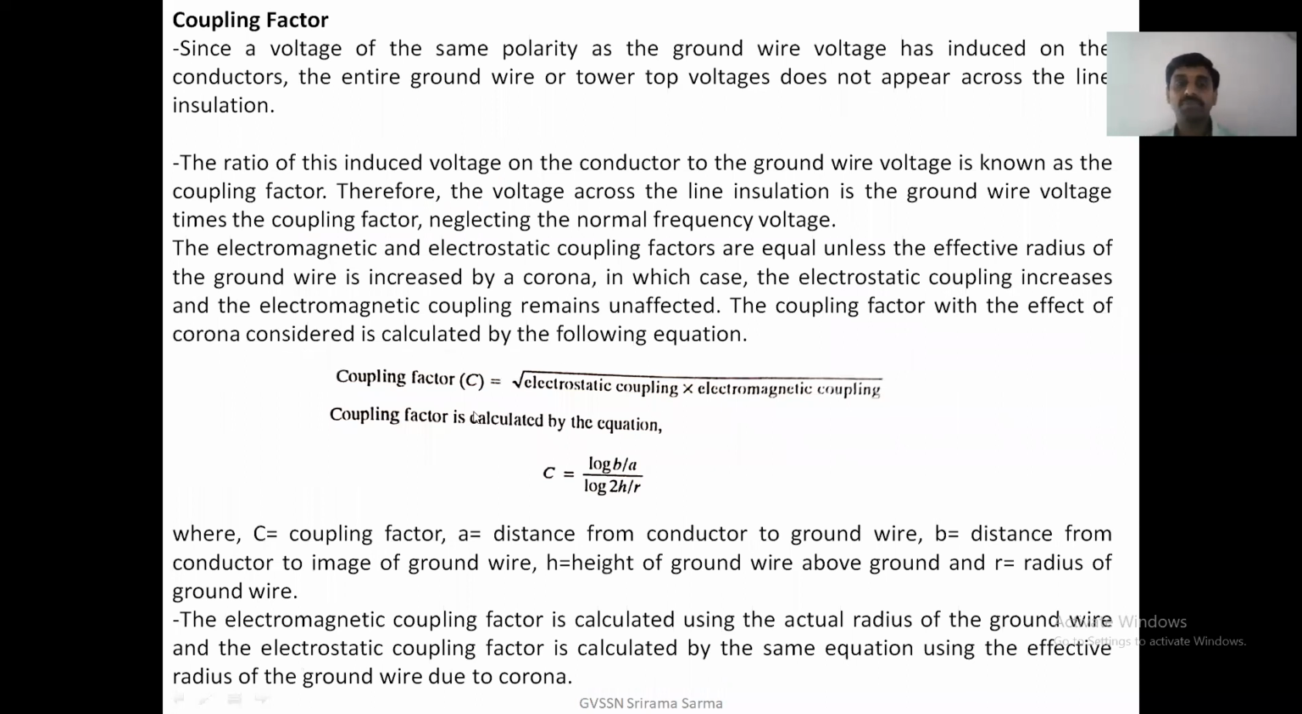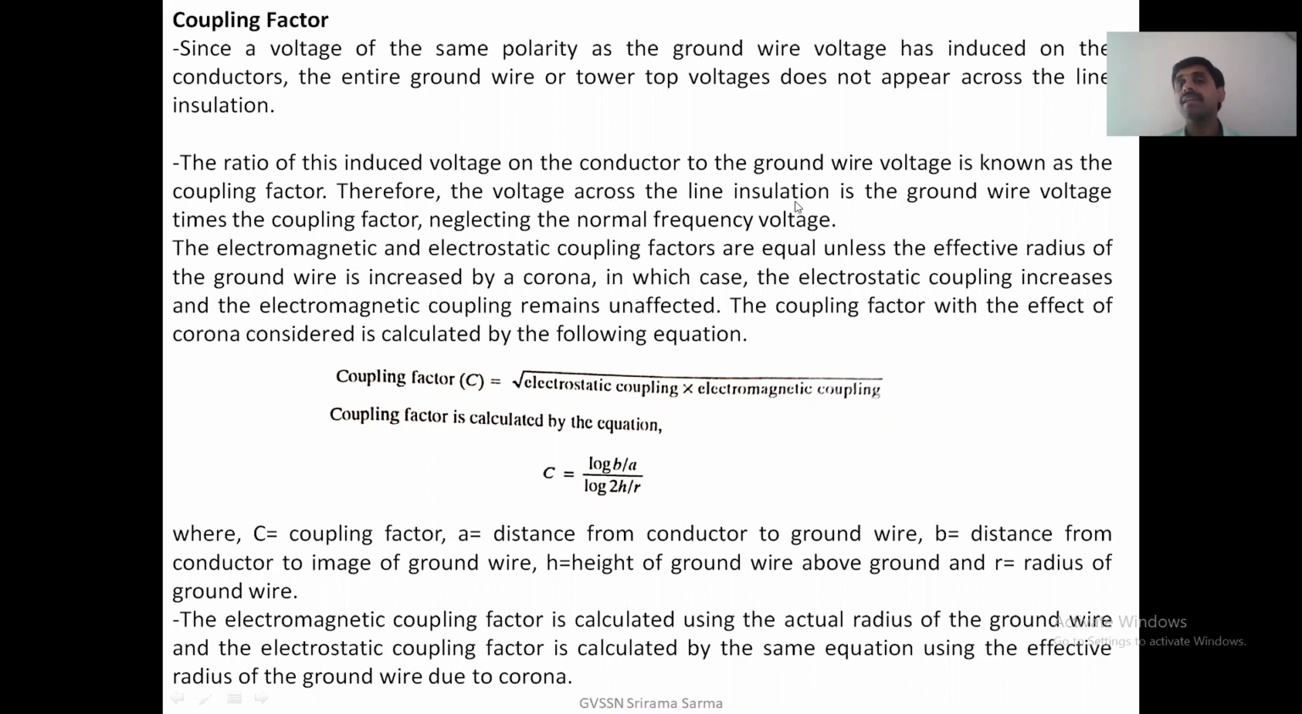So, the coupling factor. These are the terminology associated with this. What is the coupling factor? It is equal to the square root of electrostatic coupling into electromagnetic coupling. Since voltage of the same polarity as the ground wire voltage is induced on the conductors, the entire ground wire power voltage does not appear across the line insulation. So the ratio of induced voltage on the conductor to the ground wire voltage is known as the coupling factor.